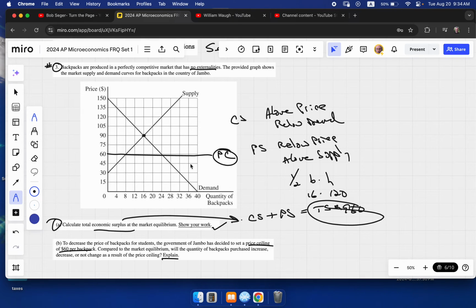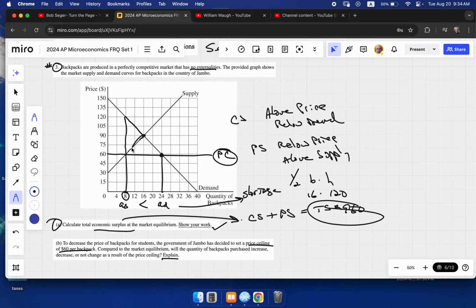Recognize what happens with that low price ceiling. Lots of people want this good. Quantity demanded increases to 24. That's our quantity demanded. But suppliers are going to supply less of this good. So suppliers will only supply 8. That's the new quantity supplied. Anytime quantity demanded is greater than quantity supplied, you definitely have what we call a shortage. And we can show our deadweight loss here.